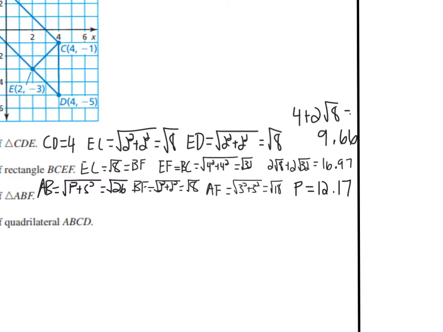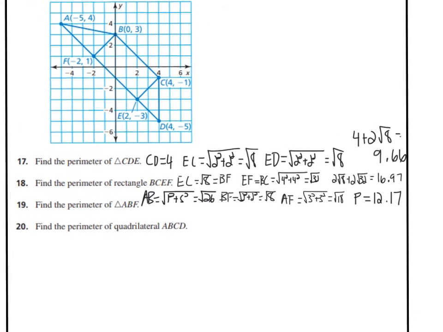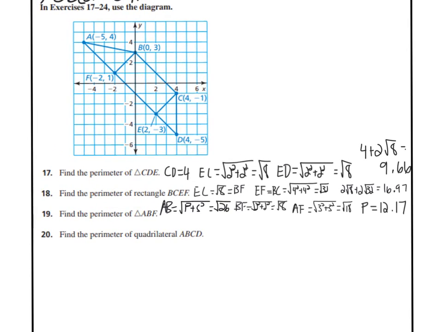Last one is the perimeter of the quadrilateral ABCD, so of the whole picture. So I need the length for AB, which I found above was the square root of 26. I need the length of BC, which I found in number 18, which was the square root of 32. I need CD, which I have found was 4. I could count that one.